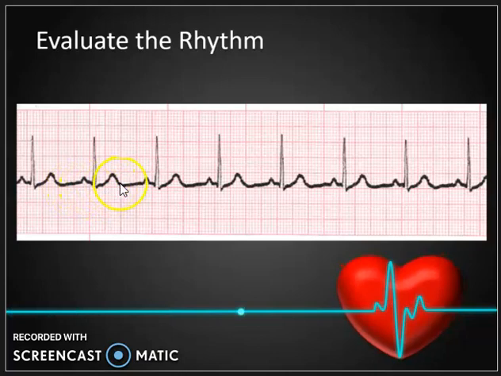We're going to look at the P waves. We've got P waves before every QRS. And our PR interval here is normal, between 0.12 seconds and 0.20 seconds, about 3 to 5 boxes. The QRS looks like a normal morphology, and then we've got T waves coming after every QRS, and they appear to be normal. This rhythm does not have any ectopic beats, so this rhythm is a normal sinus rhythm.